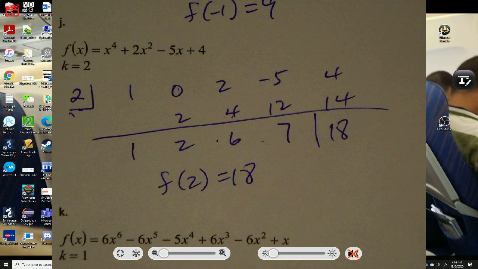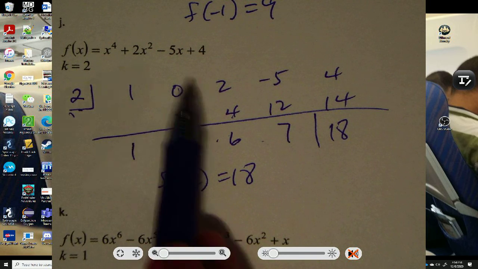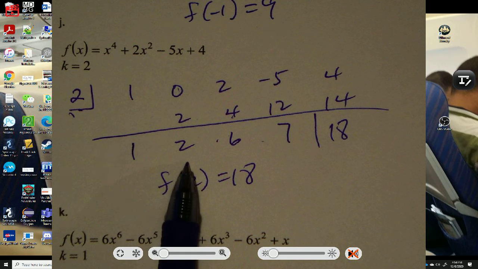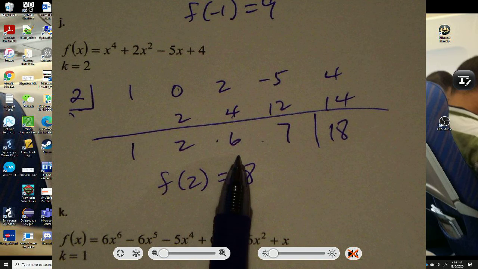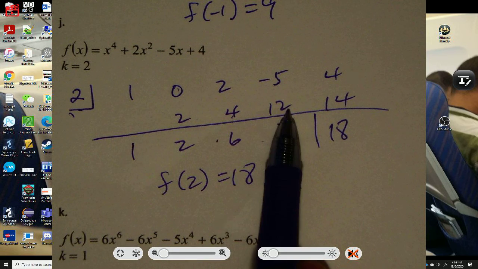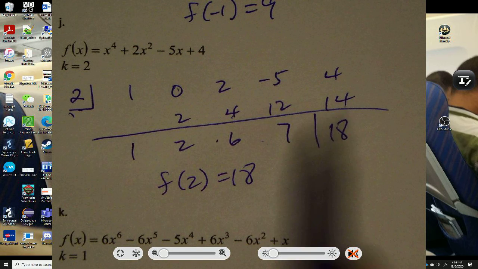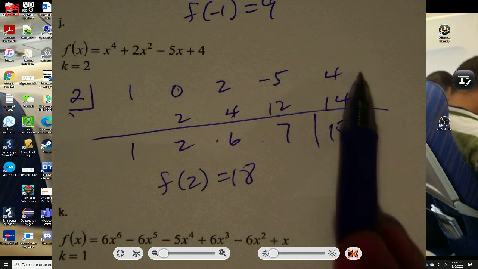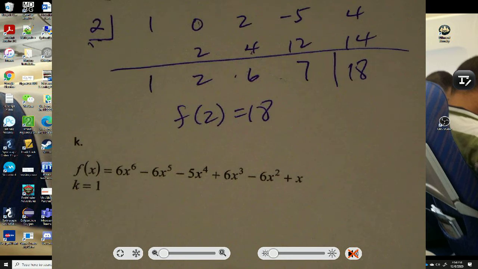If I went too fast there, bring down the 1. 2 times 1 is 2. 0 plus 2 is 2. 2 times 2 makes 4. 2 plus 4 is 6. 2 times 6 is 12. Negative 5 plus 12 is 7. 2 times 7 is 14. 4 plus 14 is 18. Final answer, 18.